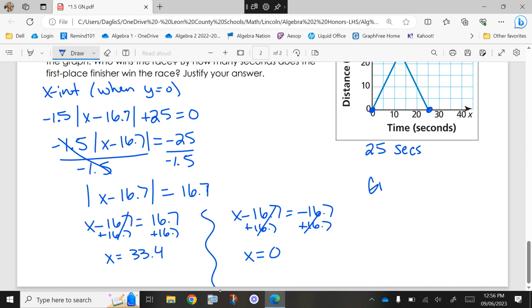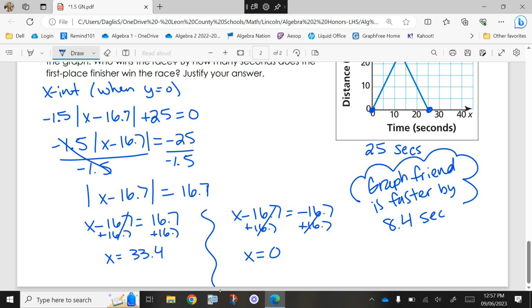Okay, so the graph friend is faster by how much? How much faster was the graph person than our function person? 3.4 seconds. Nope, not 3. 8.4, yep. It's faster by 8.4 seconds. And how do we find that out? 33.4 minus 25. That's how I find the difference.